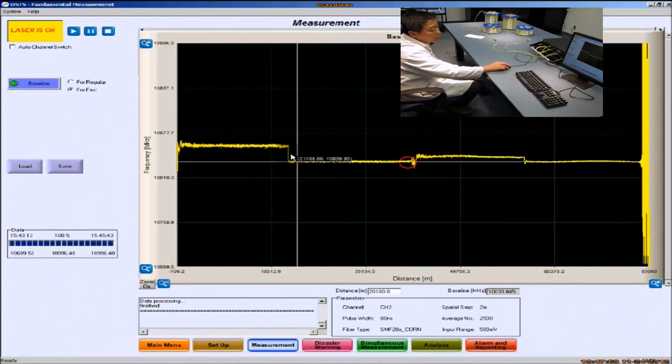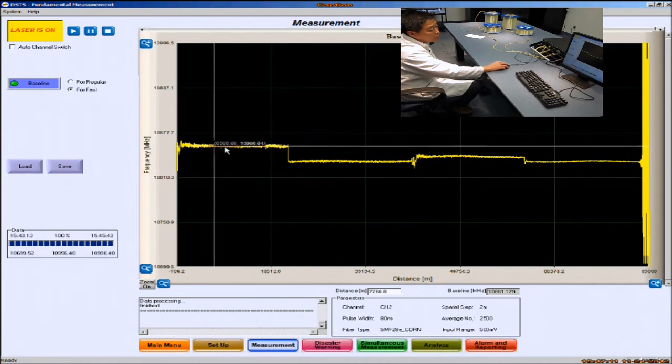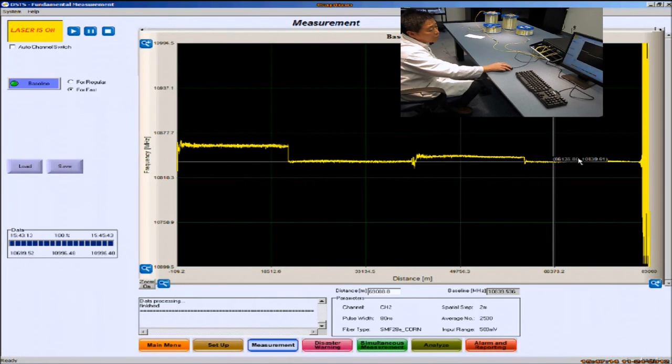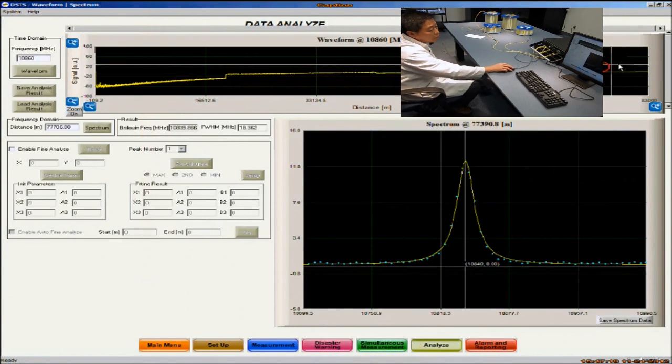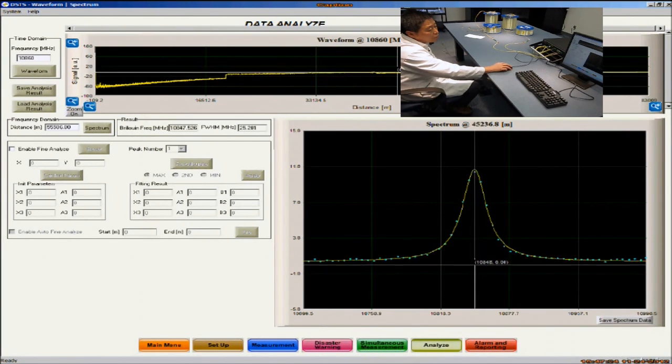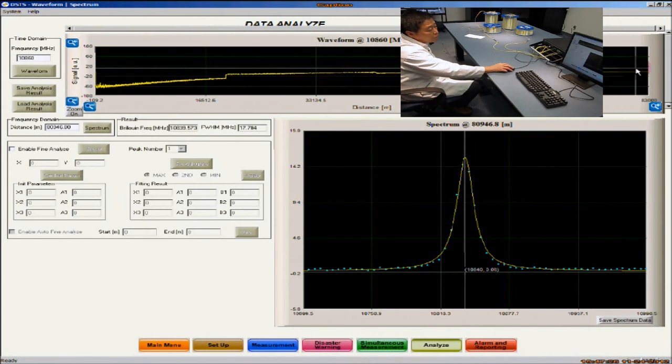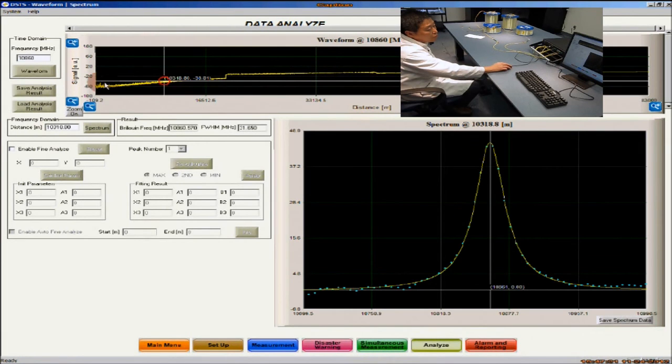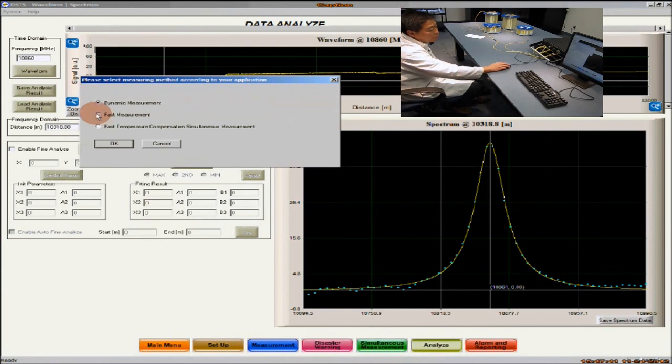You can see in our baseline reading, by the way, how we now have 4 reels, each one 20 kilometers long. And again, you can see now that we have quite a nice strong Brillouin spectrum, even at the 80 kilometer mark, and it just gets stronger there. So the fact that we're getting a much stronger Brillouin signal is what's going to allow us to use the fast measurement. So we picked disaster warning, and this time we're going to pick fast measurement as opposed to dynamic measurement.